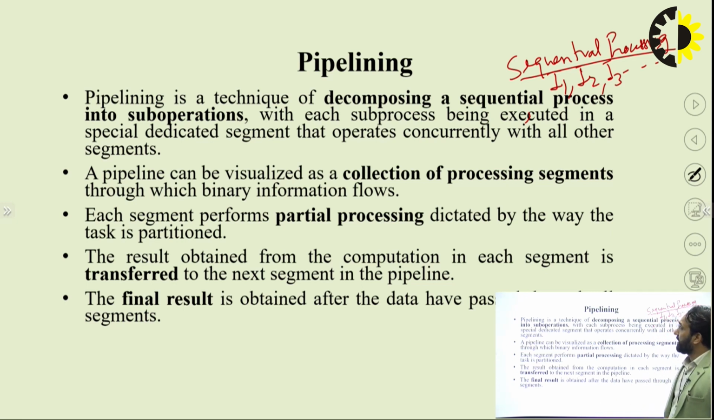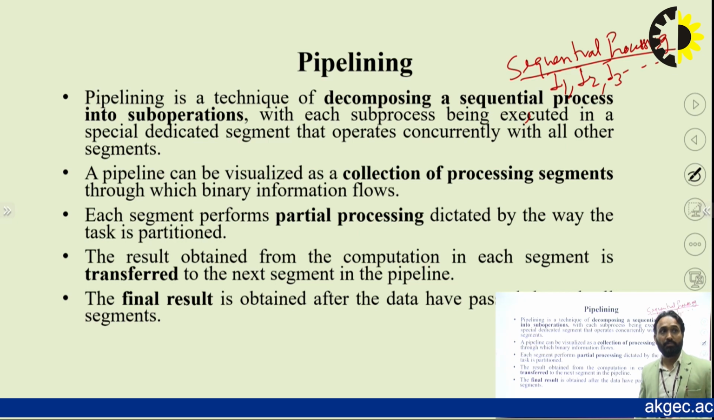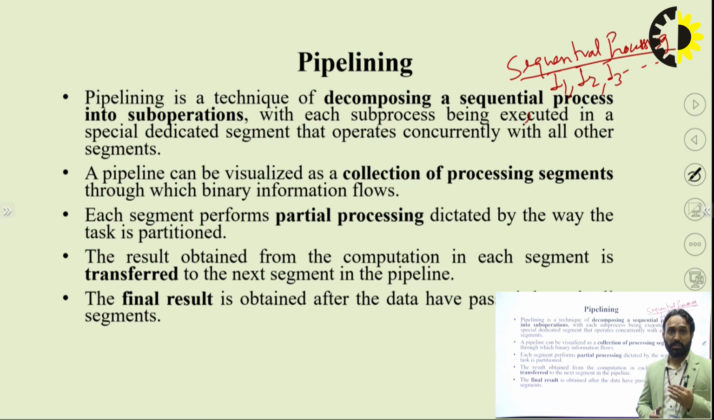So we now take the second point of pipelining, because before going to the example, we should know exactly the meaning and implementation of pipelining. Pipelining can be visualized as a collection of processing segments through which binary information flow. Third point, each segment perform partially processing dedicated by which the task is partitioned. In serial processing, a whole instruction is executed once, but in pipelining, an instruction divide into a subparts and execute in a partially processing manner, or we can say in a subpart. We understand it in detail when we go for an example.